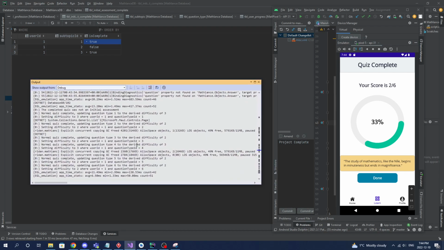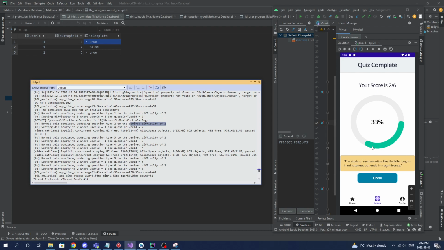Okay, you'll see last time it said initial assessment complete. This time it said a normal quiz complete. Up here, the quiz completed was not an initial assessment. Normal quiz complete, updating question type 1 to the derived difficulty of 3. So derived difficulty means the AI didn't determine this. We did. We brought you down a difficulty level if you got it wrong.